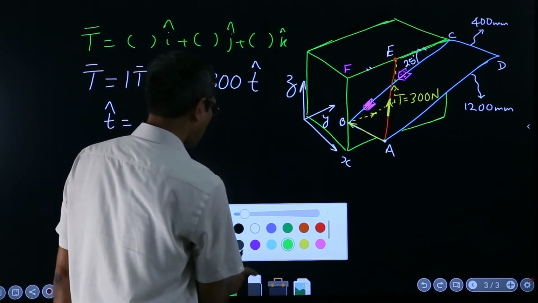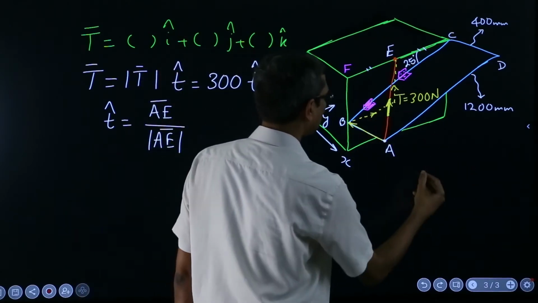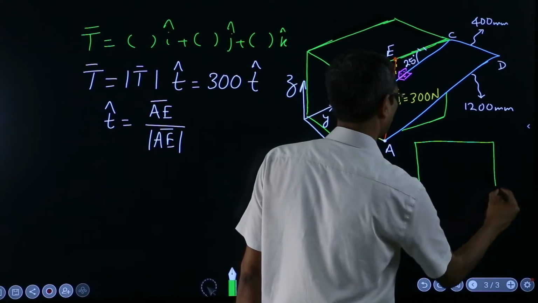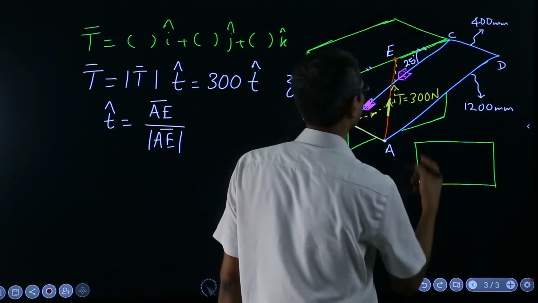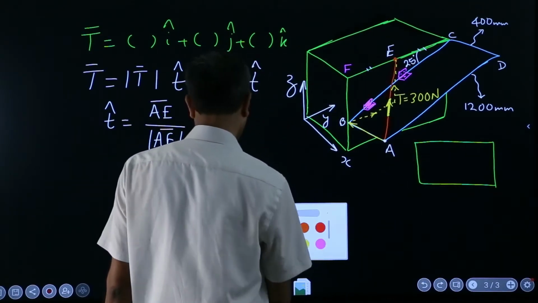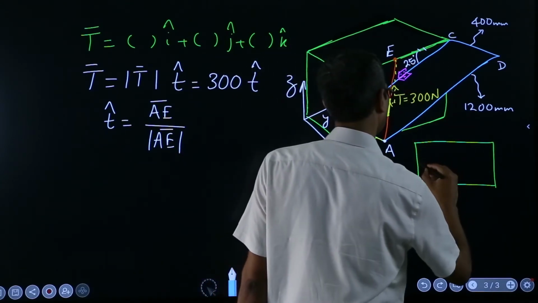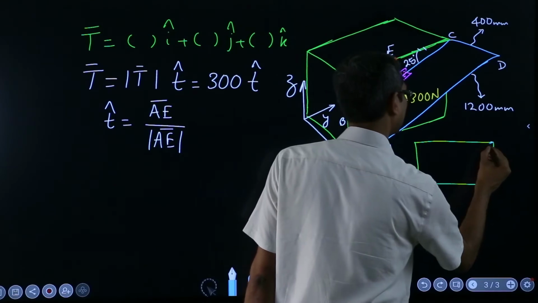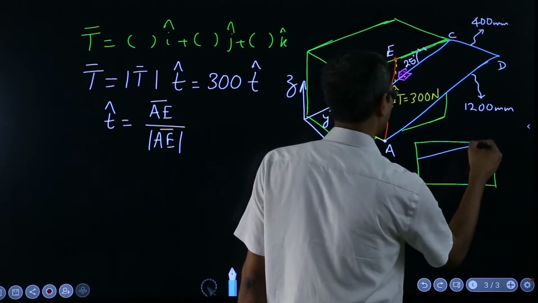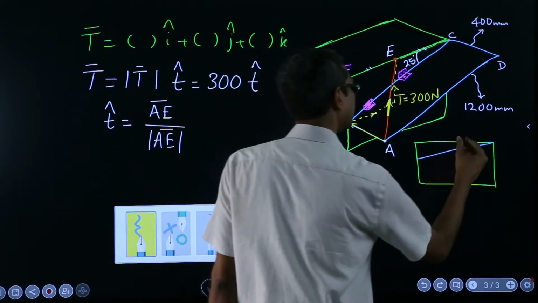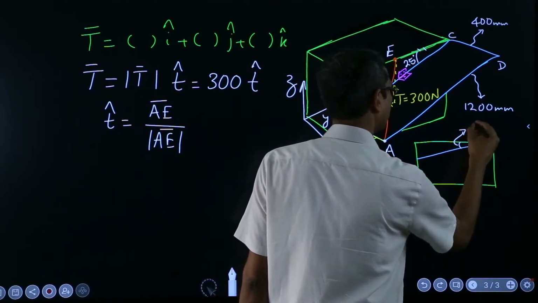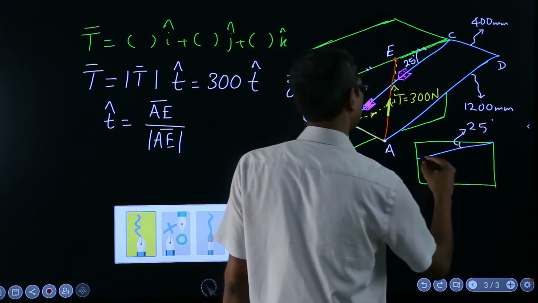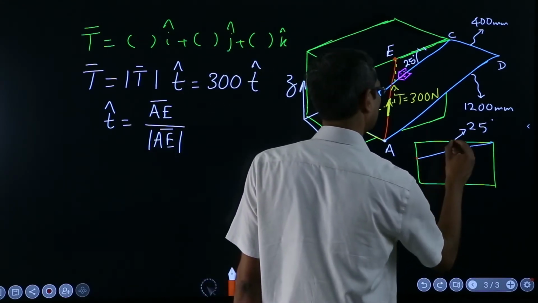Just to make the things a bit clearer, I'll just draw the picture as you are looking from this side. So if you look from this face, the board is hanging something like this. This angle is 25 degrees, and the string is attached from this joint to somewhere here.